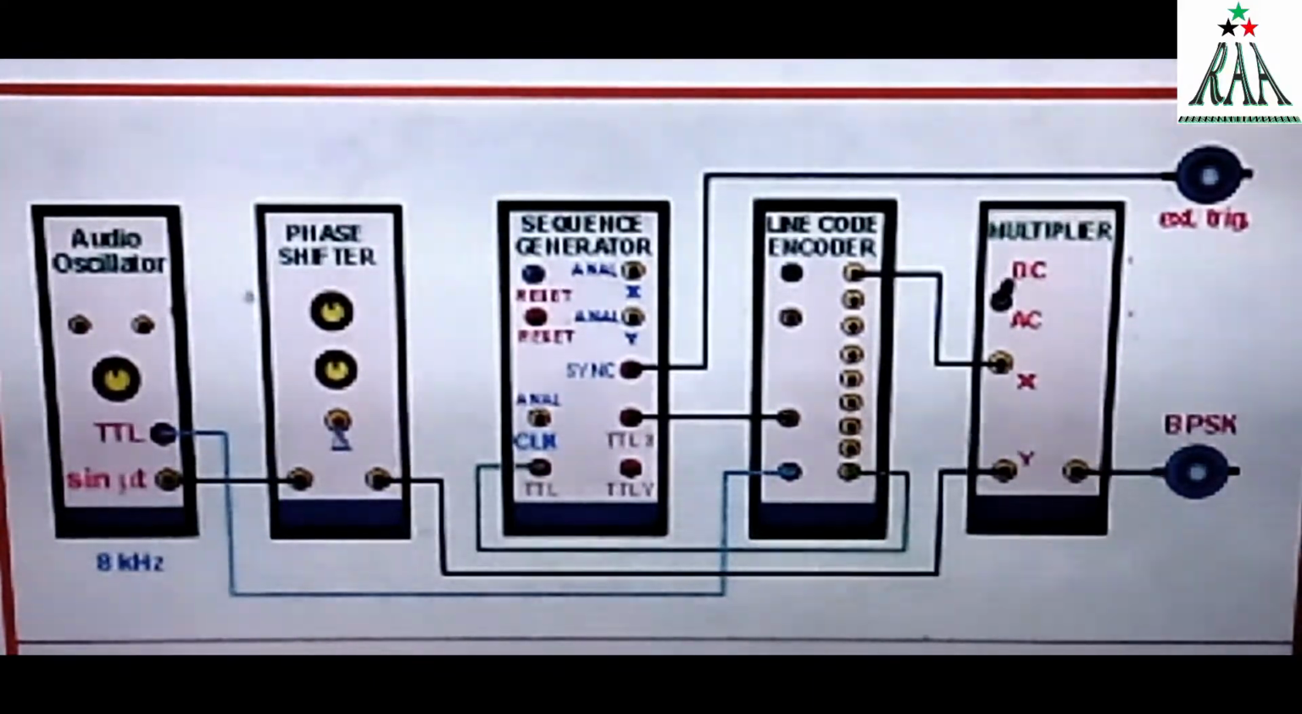One input of the multiplier will be the line coded signal, and the second will be the phase shifted sine wave, which is generated from an audio oscillator. And the output of the multiplier can be shown on the oscilloscope by choosing channel 1 or channel 2.